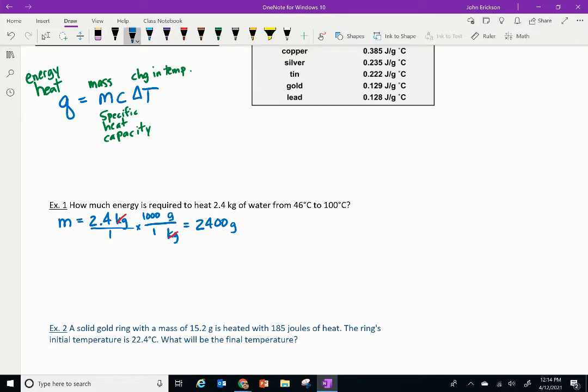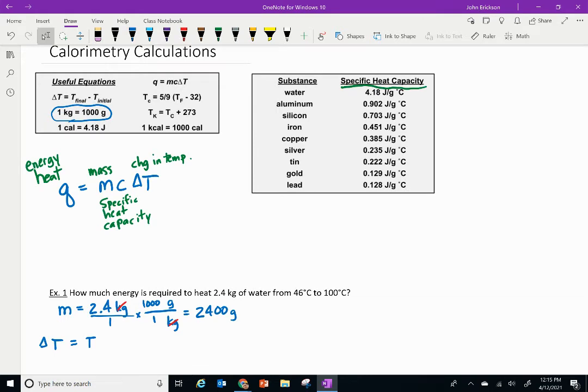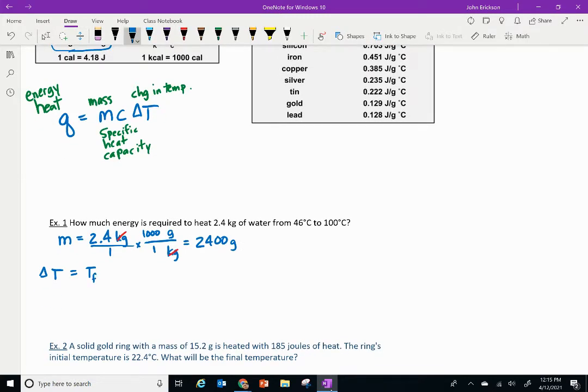So the next value that I'm going to write down is delta T. Let me calculate that though. Up above it says that the value for delta T is equal to the final minus the initial temperature. So let's calculate delta T. 100 minus 46, which is 54 degrees Celsius.